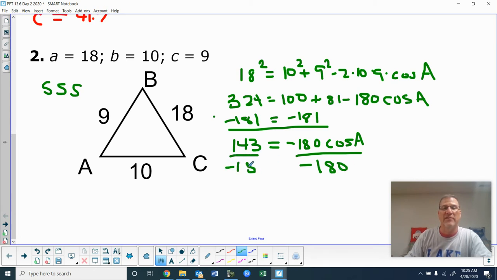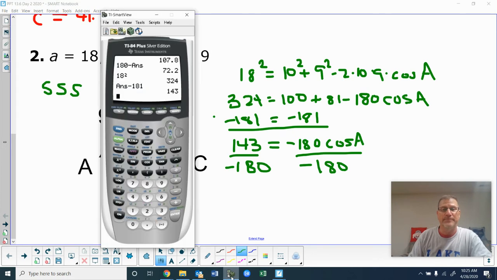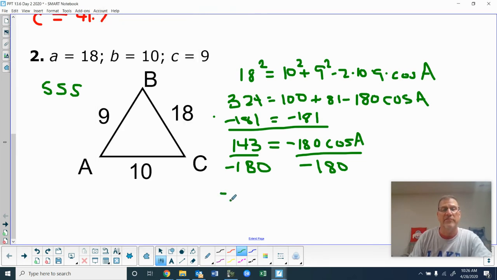So now I divide by the negative 180. Oops, that's not a good looking 180. So I'm going to divide the 143 by negative 180, and I get negative 0.7944. And remember, that equals the cosine of A.